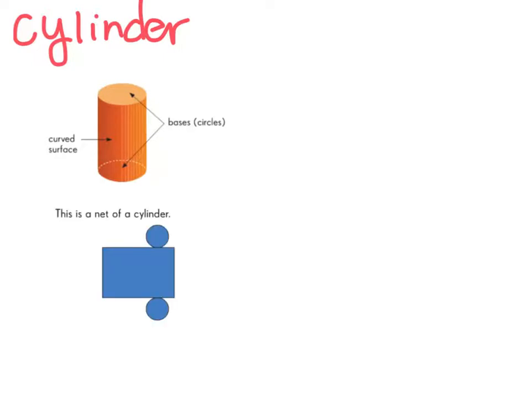The net of a cylinder would look like this. Pretty unique, isn't it? You can see how there's the one flat surface that gets rolled around the two circular bases to make the column. I think of it as a can.